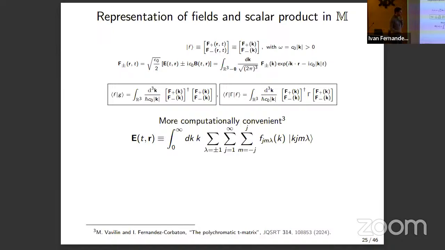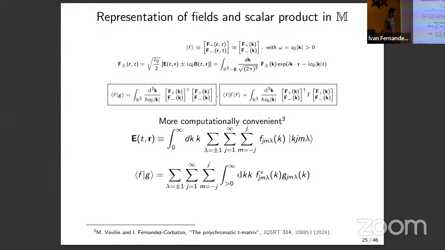Maybe more computationally convenient is when you have the expansion of the fields into multipoles. This is a shorthand for a multipole of frequency given by k. J goes from 1 to infinity, j equals 1 dipole, 2 quadrupole, and so on. M goes from minus j to j, and lambda, you can choose the helicity. You can also choose the electric and magnetic character of multipoles, the typical ones. Now, the scalar product looks like this. It's just all the different kinds of integrals and sums that you need.